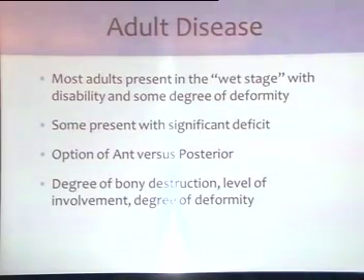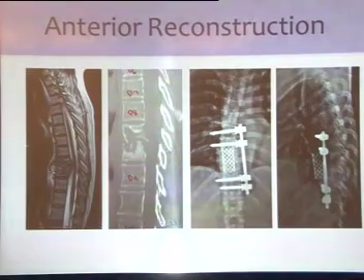If we take a quick look at the adult disease, then we usually see these patients in the wet stage of the disease before the deformity has really set in. And depending upon the degree of involvement of the vertebral body and the degree of deformity that has existed, we tend to decide whether an anterior surgery should be done or a posterior surgery should be done. Just a quick look at one case.